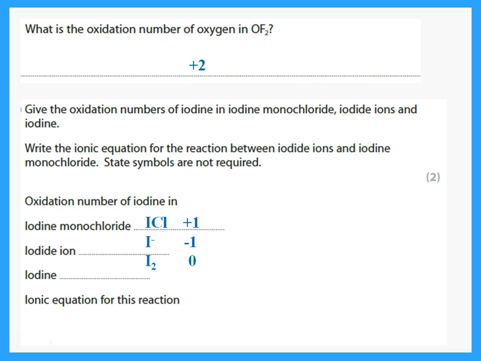Then he's saying, write the ionic equation for this reaction. What is he reacting? So he says iodine monochloride, that is ICl, reacts with the iodide ion. Now that changes it into what? Into iodine and chloride ion. Okay, so this is the ionic equation, and it is balanced and everything is correct.